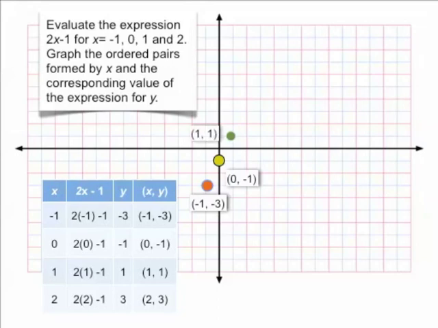The final ordered pair is 2, 3. So, as always, we're going to start at the origin. First number tells us left or right. So it's 2, so it's going to be positive. We're moving right 2. And then the second number is telling us up or down. It's positive 3, so we're going to move up 3. And there is our graphed solution for that equation.